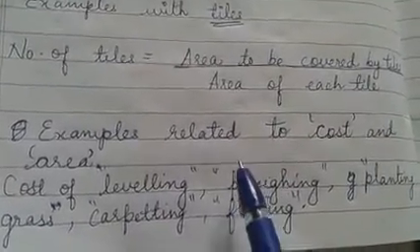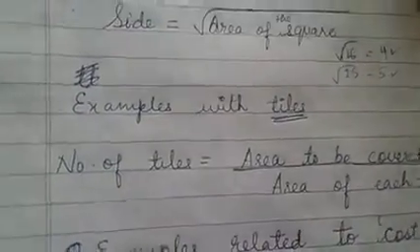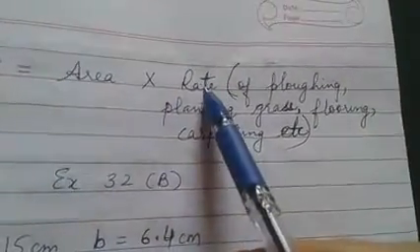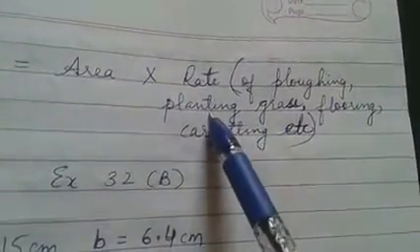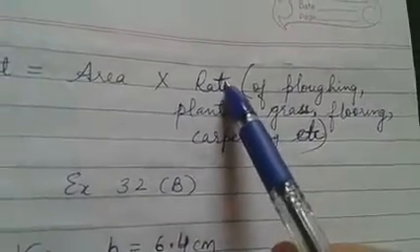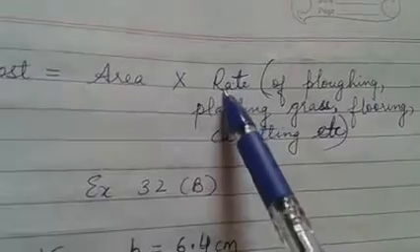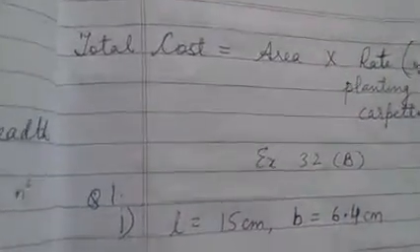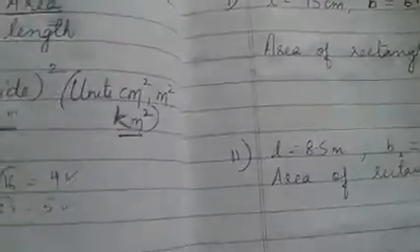Okay, and then total cost. Then we'll see total cost is area multiplied by rate. Rate means rate of plowing, rate of planting grass, rate of flooring, rate of carpeting will be given. So first find out the area and then multiply with the given rate, you will get the total cost. Okay, so what is important?